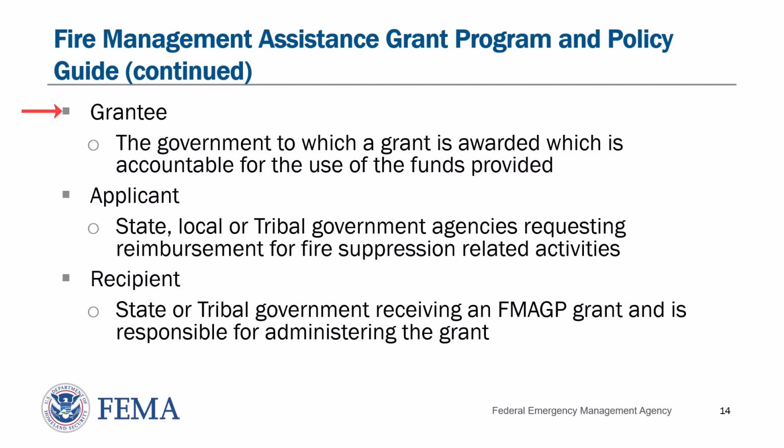However, after a declaration, a tribal government may choose to be a grantee, or it may act as a sub-grantee under the state. The applicant: a state or tribal government submitting an application to FEMA for a fire management assistance grant, or a state, tribal, or local government submitting an application to the grantee for a sub-grant under the approved fire management assistance grants program. The recipient: a state or local government receiving an FMAG program grant and responsible for administering the grant.